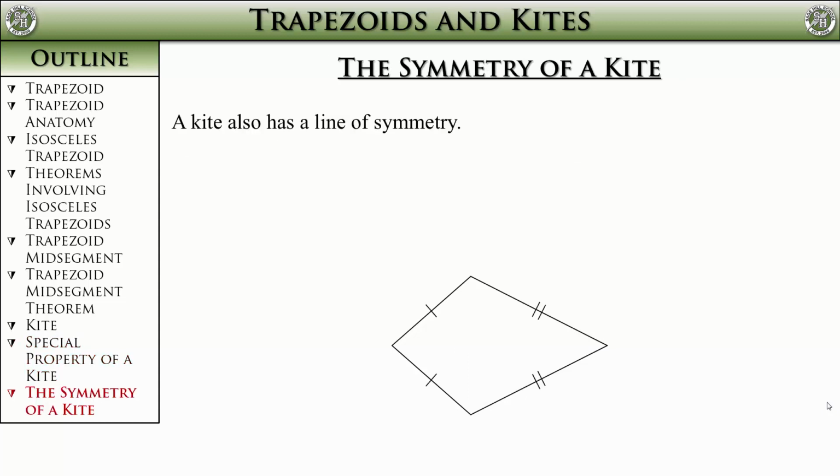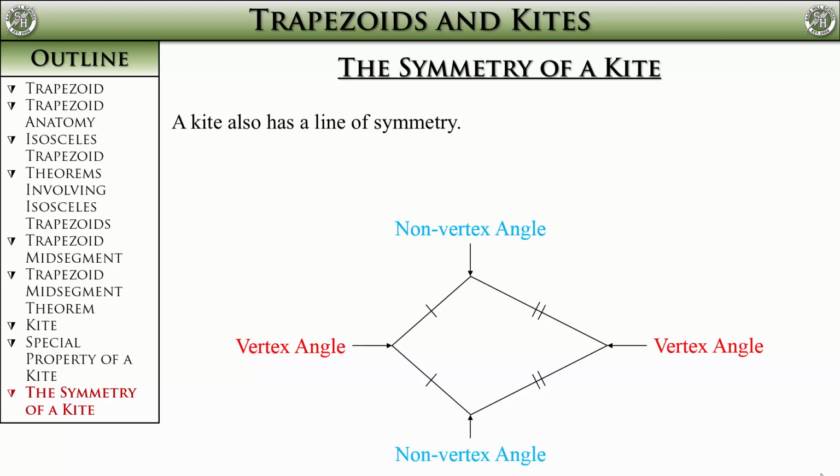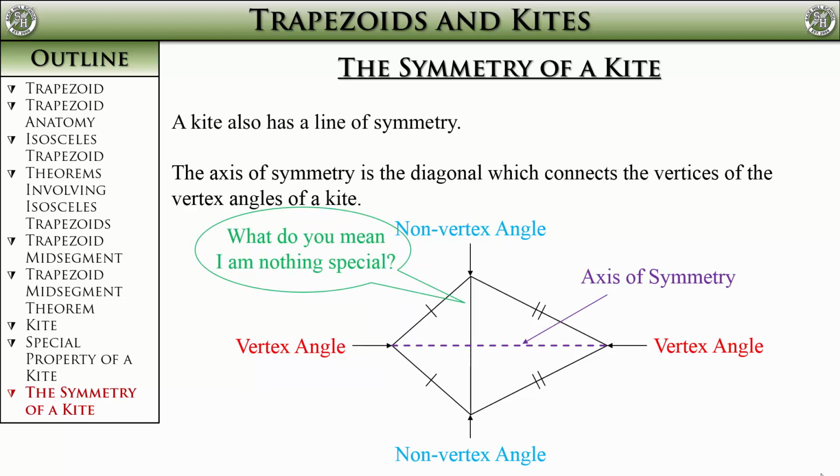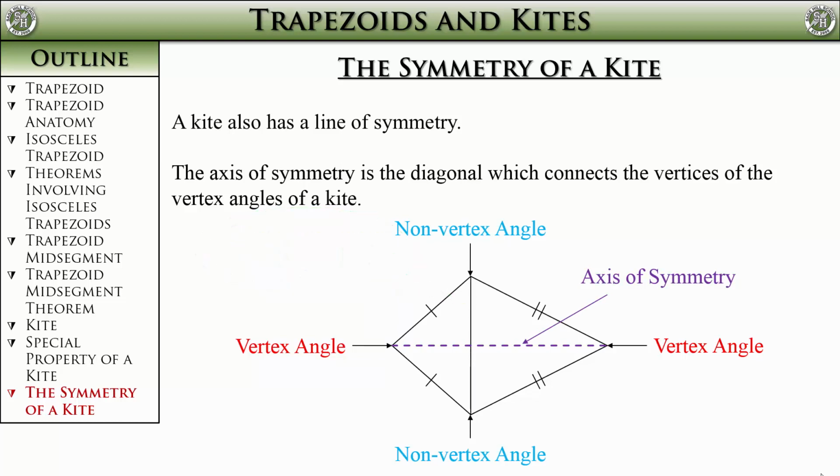Now the book doesn't go into this, but since we have talked about symmetry, a kite is also a symmetric shape. This is some vocabulary you don't need to know, but the angles formed by pairs of congruent sides are vertex angles, and the other two angles are non-vertex angles. Like I said, you don't really need to know the terms vertex angle and non-vertex angle. But the axis of symmetry is the diagonal which connects the vertices of the vertex angles of a kite. The other diagonal is nothing special. Okay, sure. Everyone is special in their own way, even you.